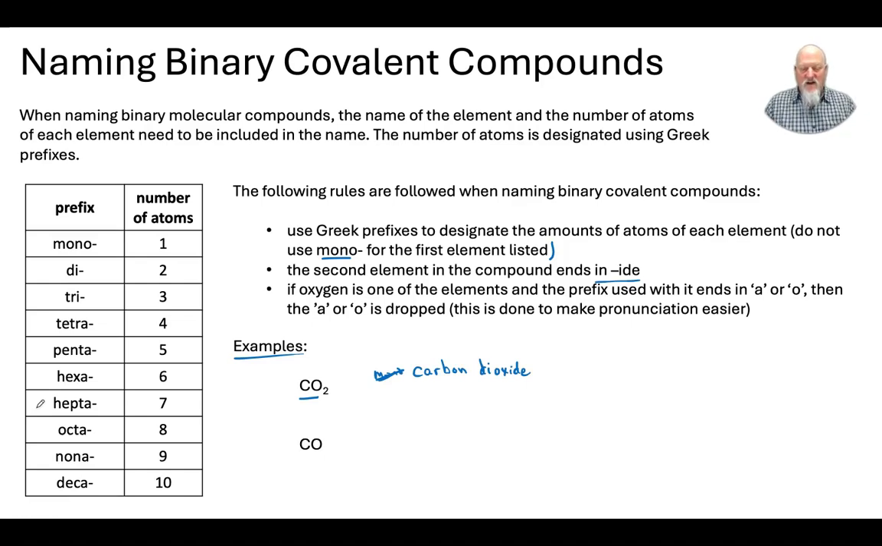Notice that this is oxygen. This is one of the elements, but the prefix ends in I and not O or A, so we don't have to follow that third rule. So CO2 is carbon dioxide.